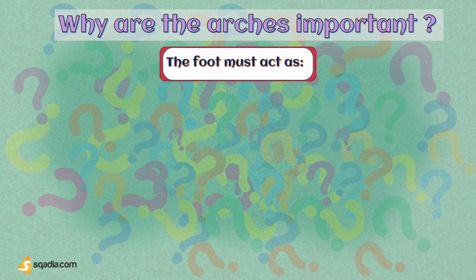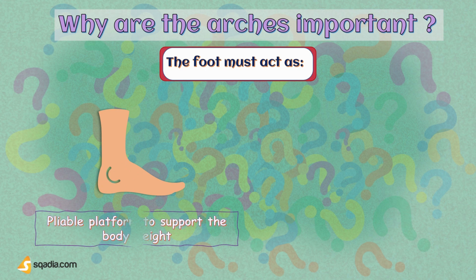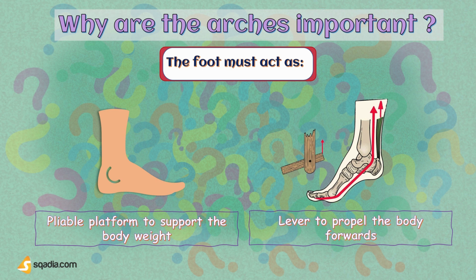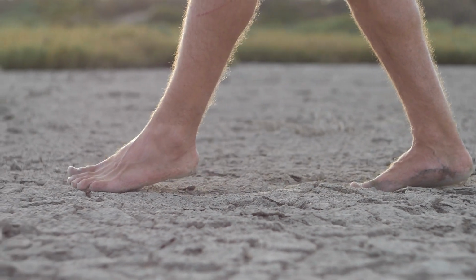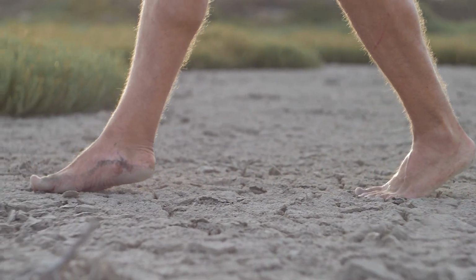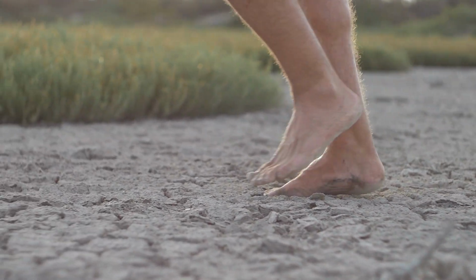The foot must act as a pliable platform to support the body weight in the upright posture, and as a lever to propel the body forwards in walking, running, or jumping. To meet these requirements, the human foot is designed in the form of elastic arches or springs. The segmented arches of the structure are designed to effectively withstand the pressures of both weight and thrust.